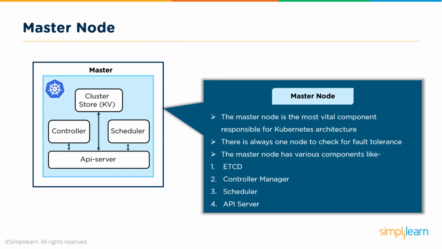So the master node is the most vital component. With the master, you have four key controls. You have etcd, controller manager, scheduler, and API server.